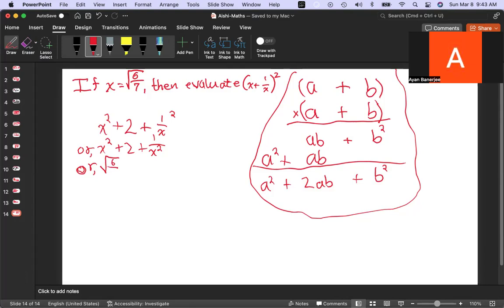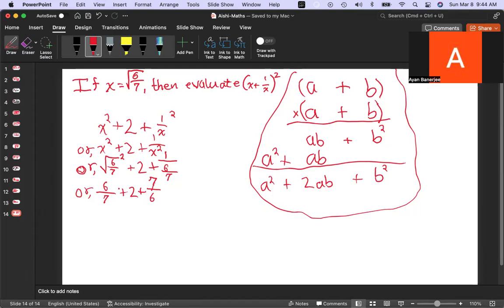So we have this squared plus 2 plus, we're going to need a lot of space for this, 1 by, and x squared would be 6 over 7. So now we have 6 by 7 plus 2 plus, this would turn into 7 by 6.